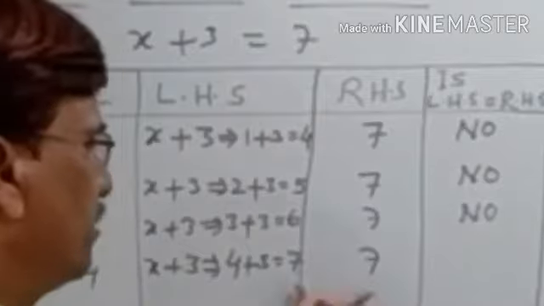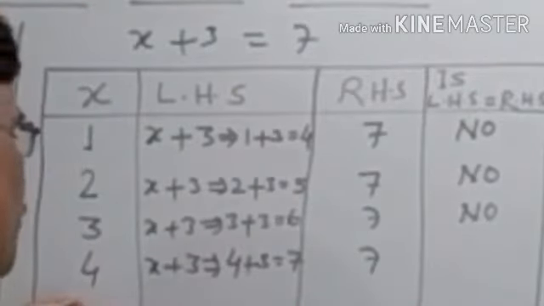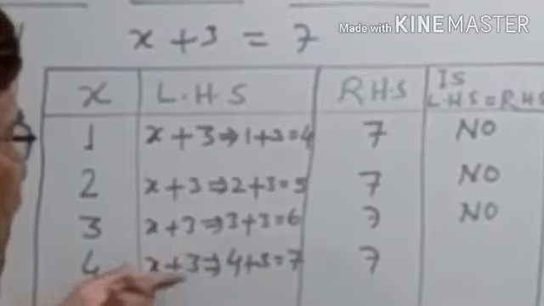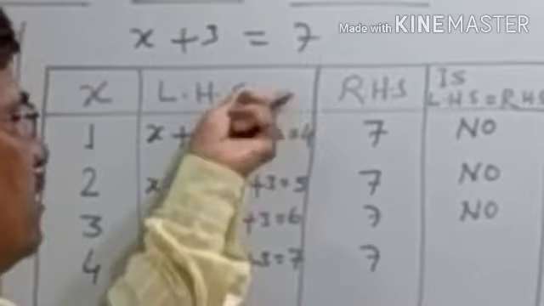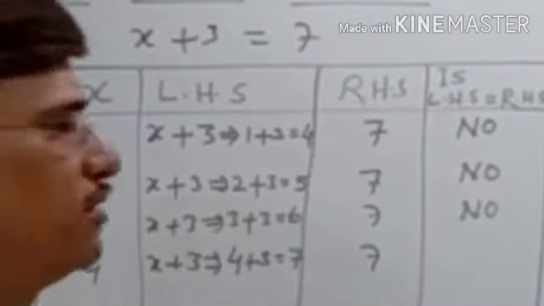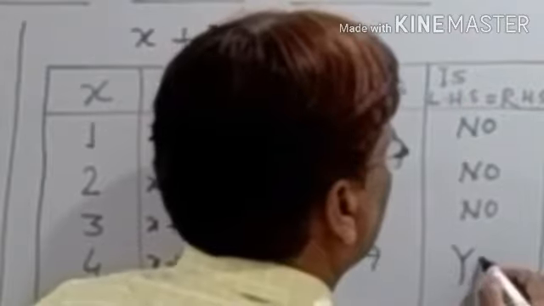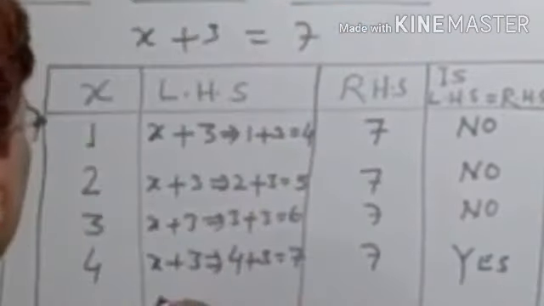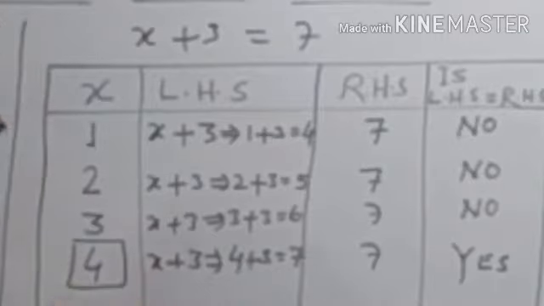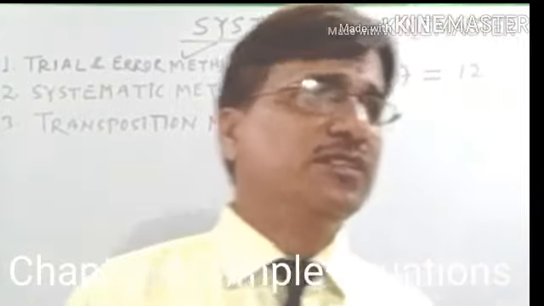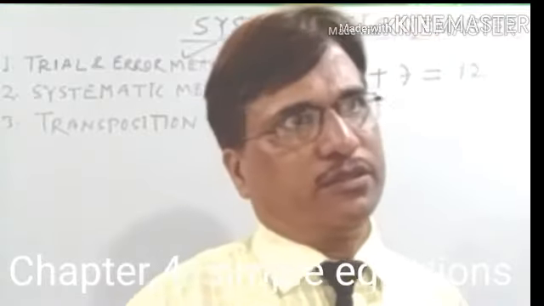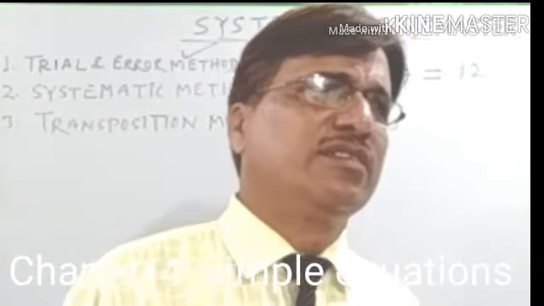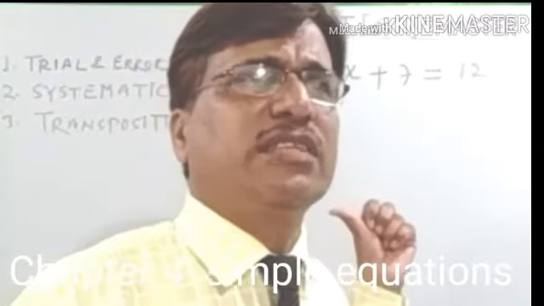You can see, if we substitute the value of x as 4, the left hand side and right hand side are equal. So 4 is the solution of the given equation. Student, you have learned how to solve the linear equation by trial and error method. As we have seen, this method, the trial and error method, is time consuming.